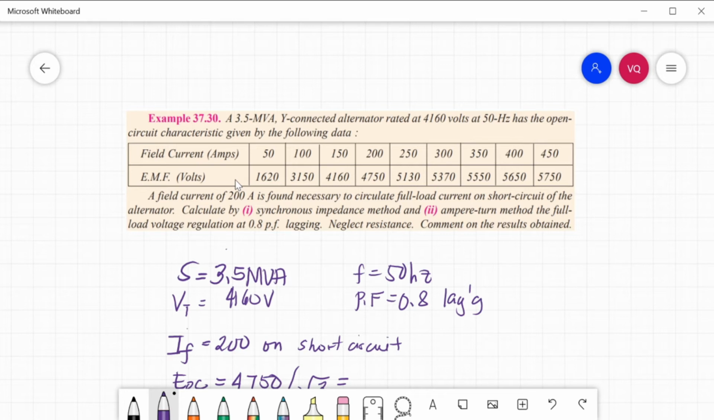A field current of 200 amperes is found necessary to circulate full load current on short circuit of the alternator. Calculate by the synchronous impedance method and the ampere turn method the full load voltage regulation at 0.8 power factor lagging. Neglect resistance. Here we neglected the RA, and only the XS will be used.